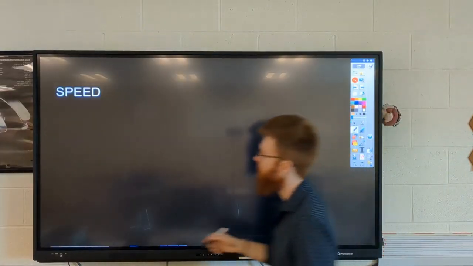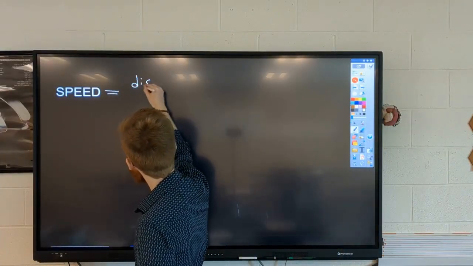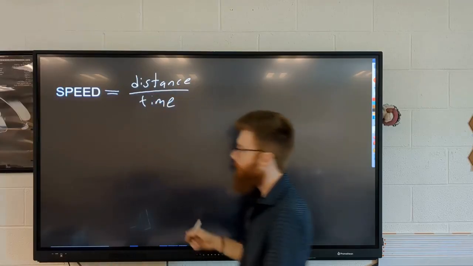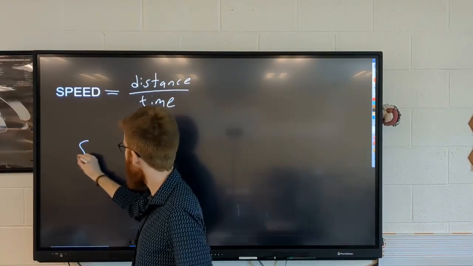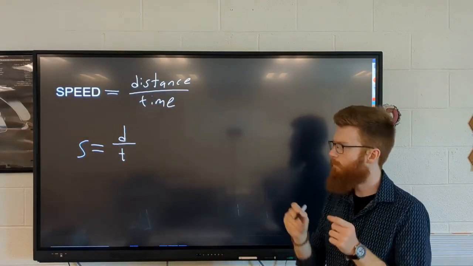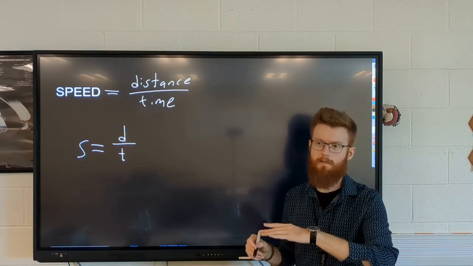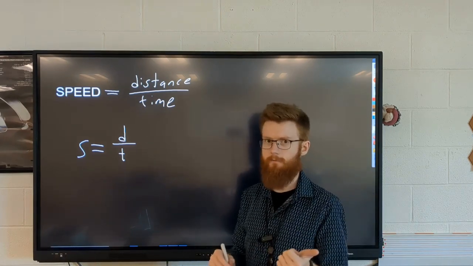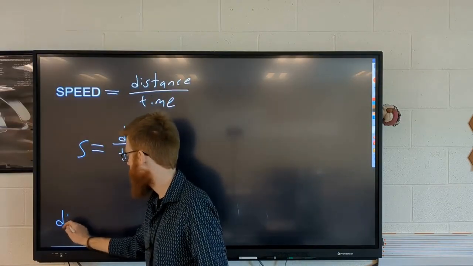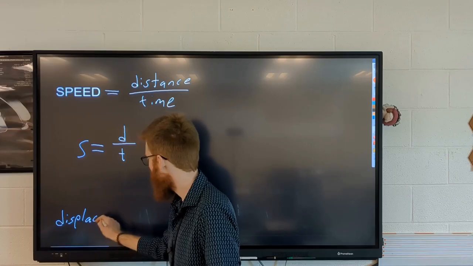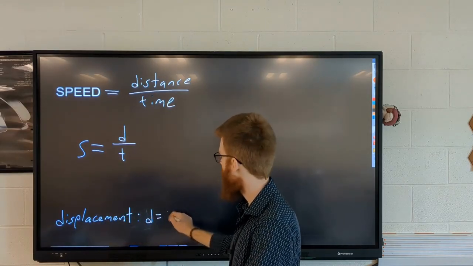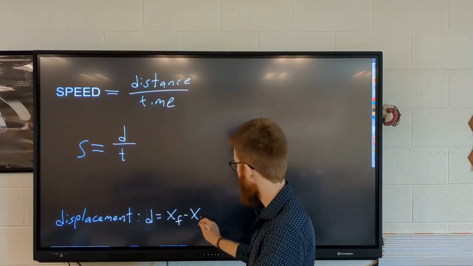Which we already said was distance over time. Or if we wanted to use variables, we'd say s is equal to d over t, which is actually a bit of an issue with our notation at least, because the other day we got our first equation for physics, that being the equation for displacement. And we said displacement was d is equal to xf minus xi.